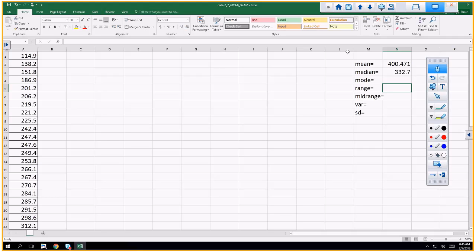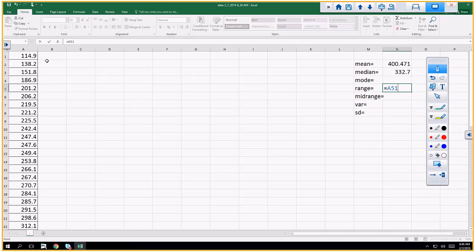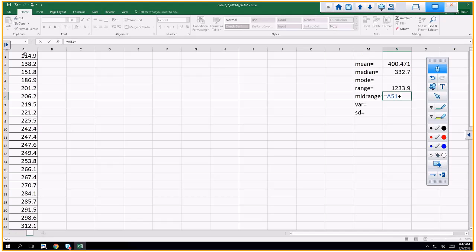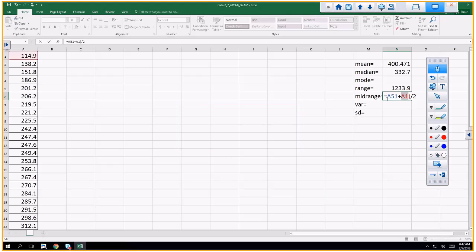Okay? Range is equal to this outlier minus, and yes, that is an outlier. You should already know that. And that right there. Mid-range is equal to that plus that divided by what? 2. Well, I can't type right. Oh, I don't have a parenthesis there.